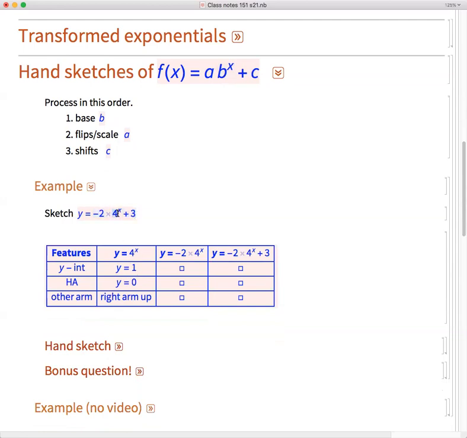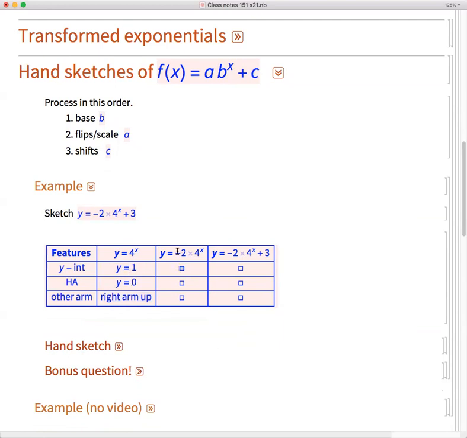So the first thing to look at is the base, b. 4 is bigger than 0. I'm sorry, it's bigger than 1. So we know that for any base bigger than 1, b to the x, we know these 3 facts. In particular, since b is bigger than 1, we have right arm up, horizontal asymptote 0, y-intercept 1.